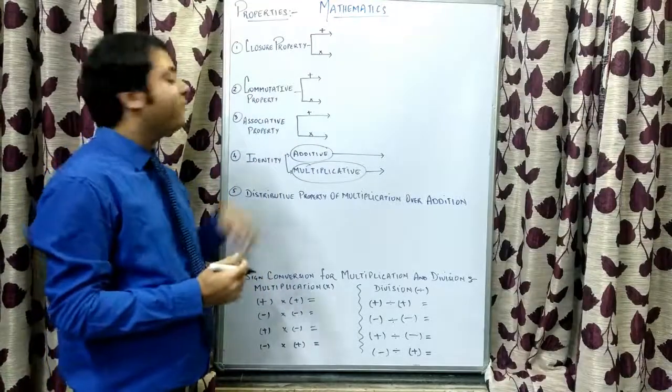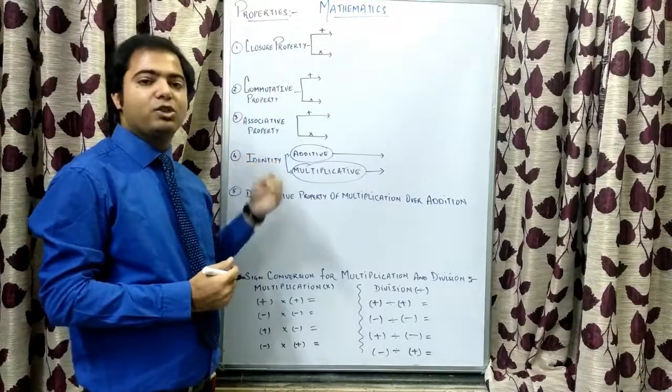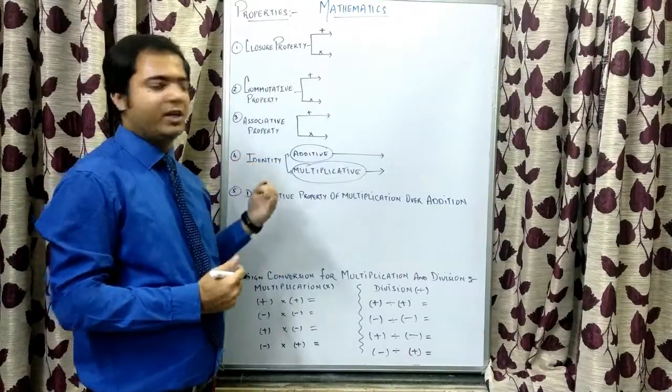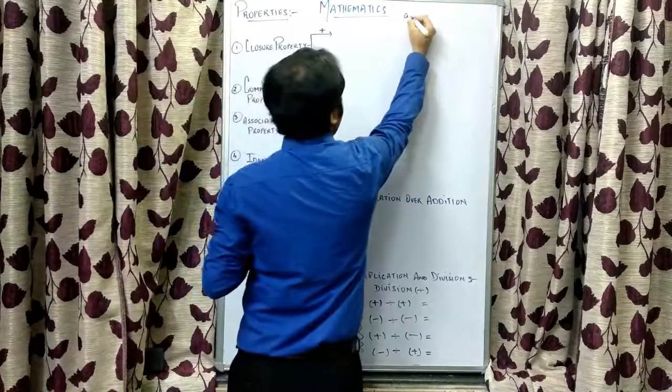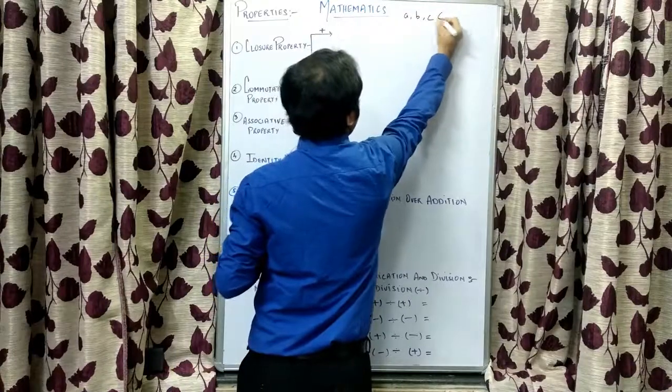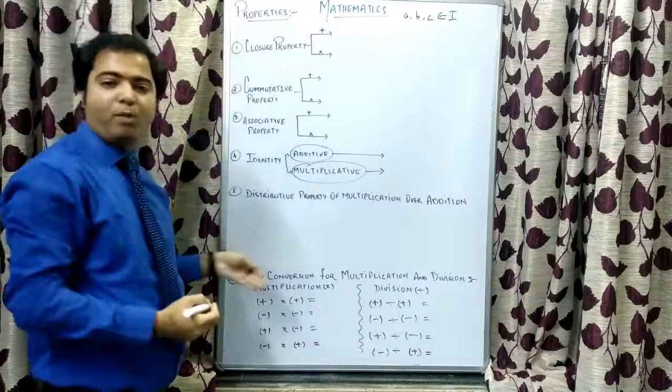First property, and before we start with any of the explanation of the properties, we'll assume three values of integers that are a, b and c. That means a, b and c belong to integers, we are assuming, to understand these properties properly.